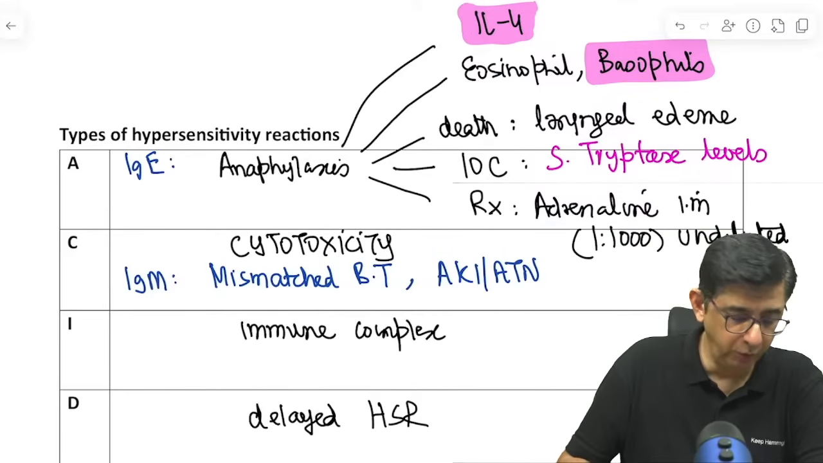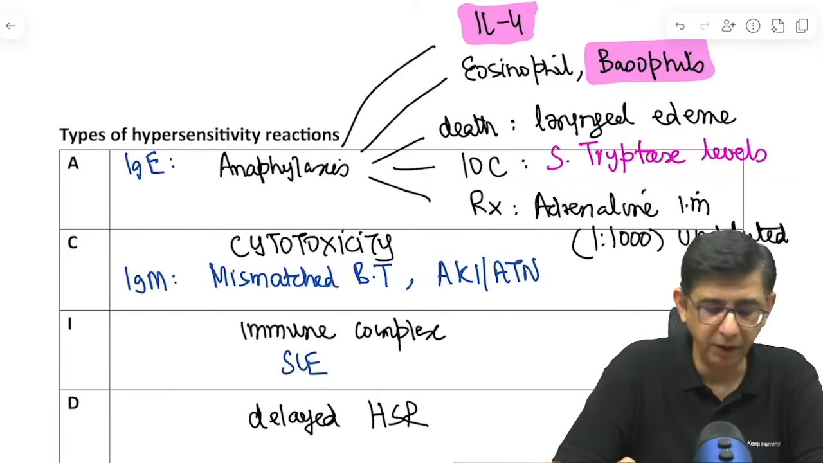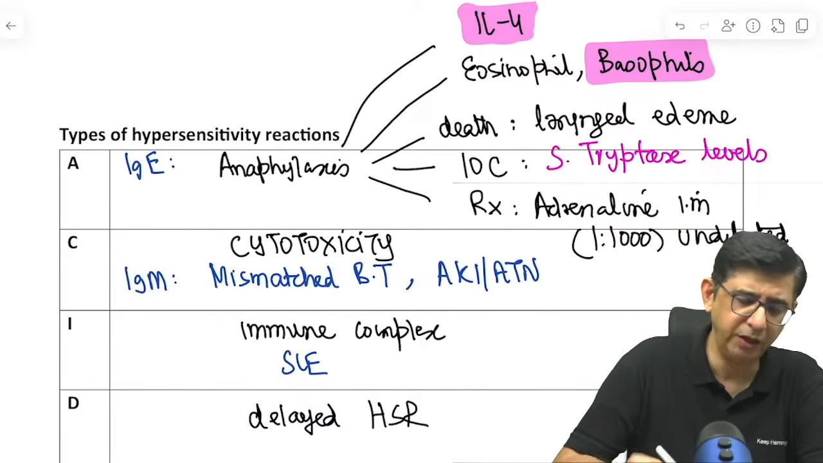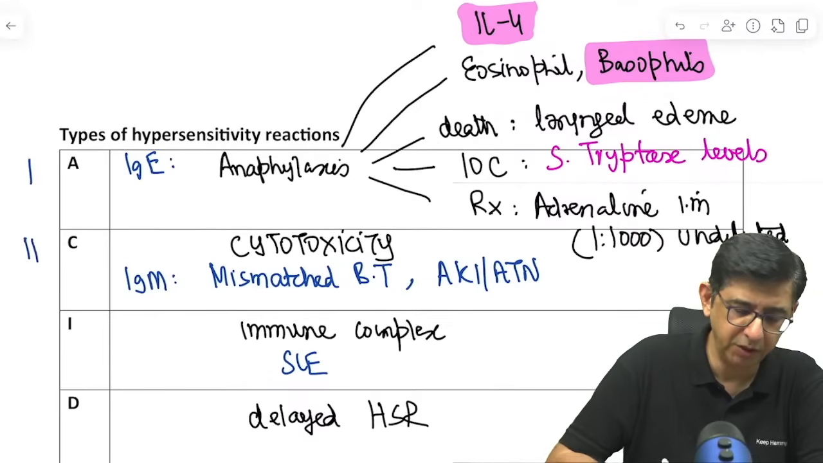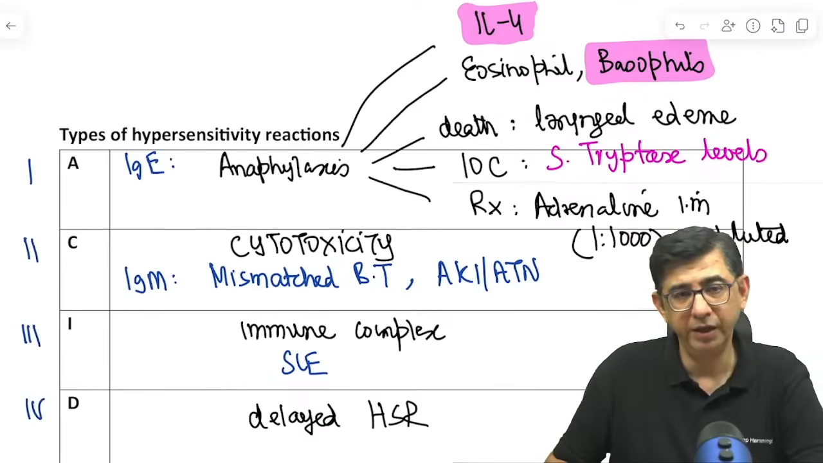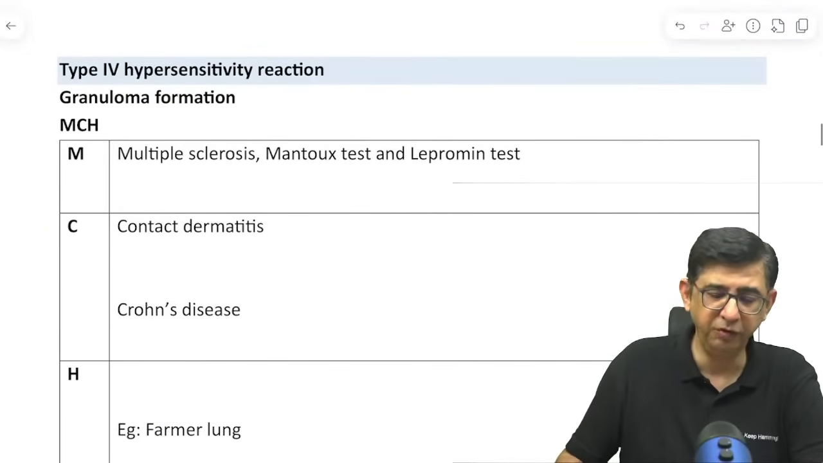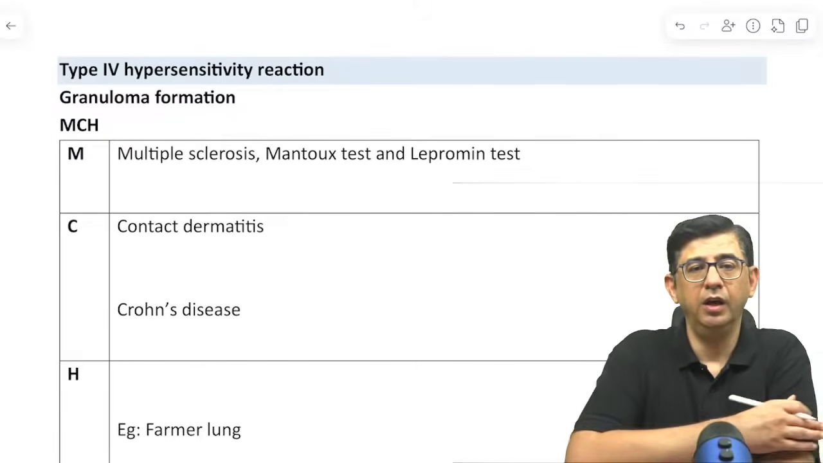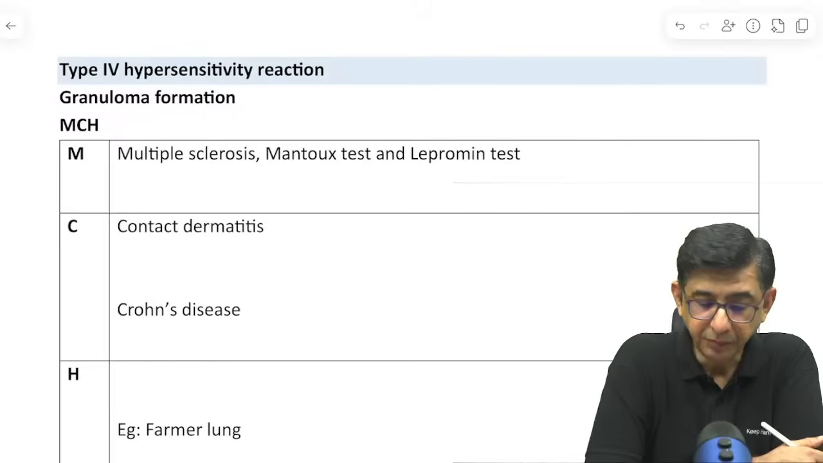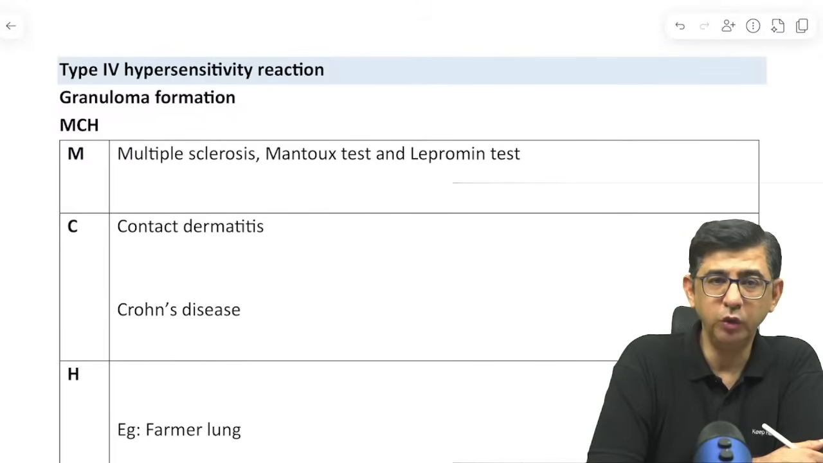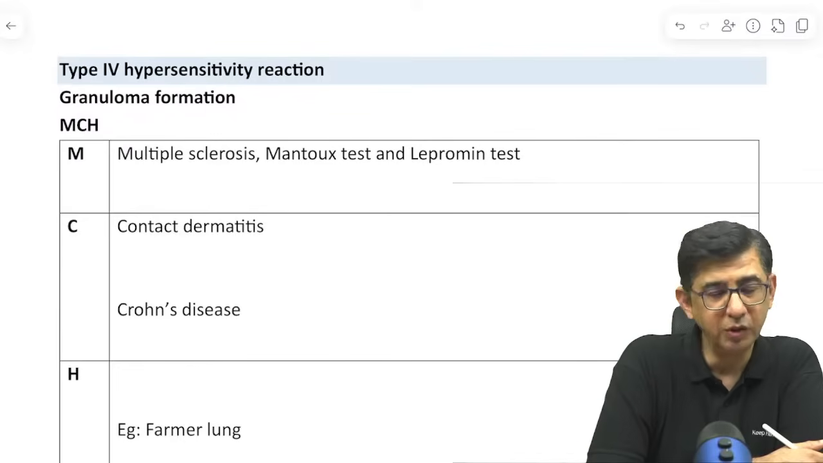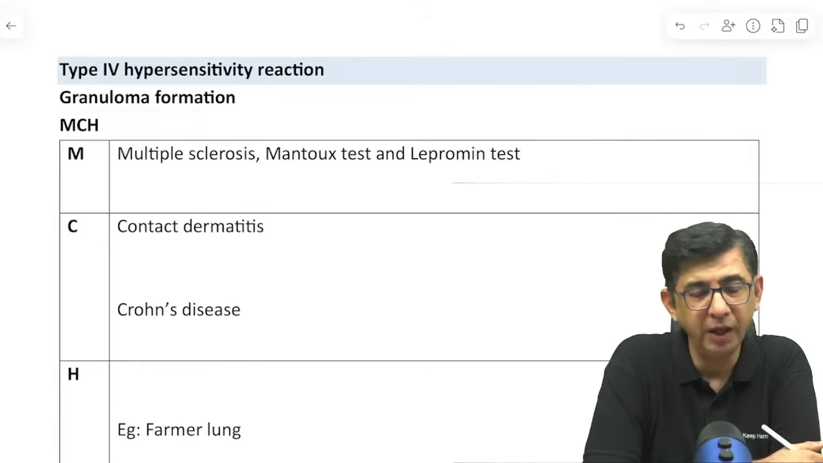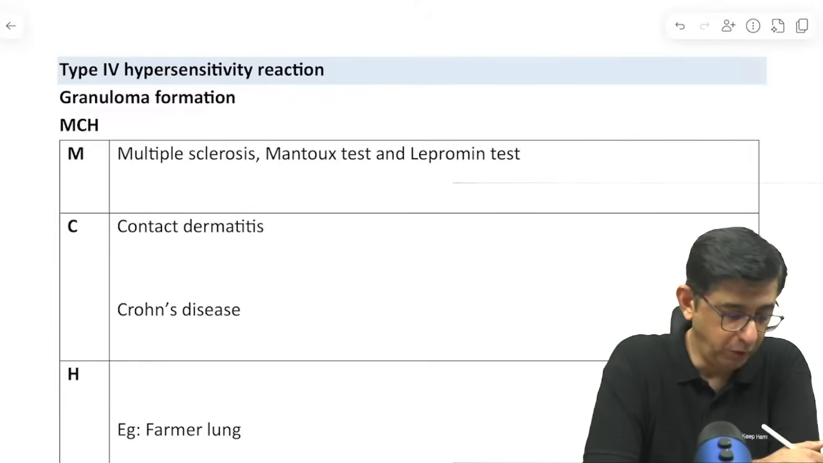Then for the immune complex mediated, it would be SLE as the best example. And for delayed hypersensitivity, I'll give you a couple of examples subsequently, but the common hypersensitivity reactions 1, 2, 3, and 4 are usually asked. Let us now focus on delayed hypersensitivity reaction for the following disorders. The mnemonic is MCH. First is multiple sclerosis. Then the Mantoux test and Lepromin test are useful for diagnosis. Multiple sclerosis in some books is also given as type 2 hypersensitivity, so they can be overlapping information. It can be 2 as well as 4. But in the long run, it's an autoimmune process, so it can be contributing to this.